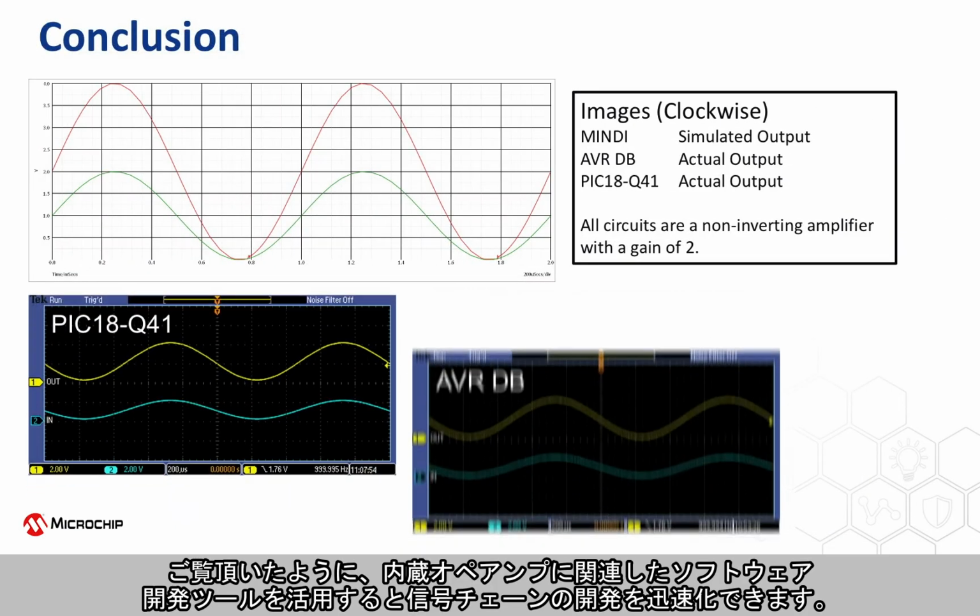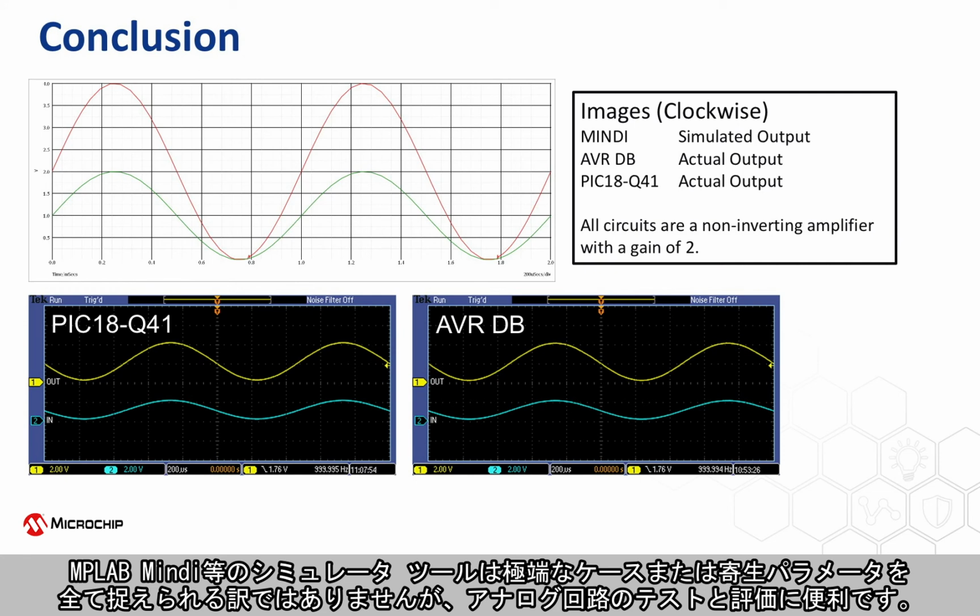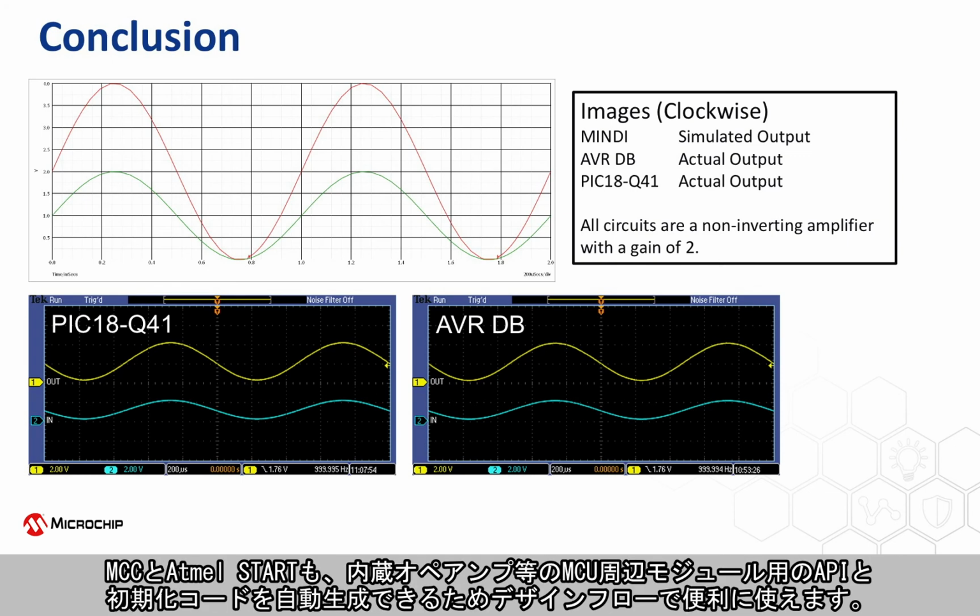As shown in this video, the software development tools associated with the integrated op-amps accelerate signal chain development. While simulation tools such as MPLAB Mindi cannot capture every edge case or parasitic parameter, they are an invaluable tool for testing and evaluating analog circuits. MPLAB Code Configurator and Atmel Start also fit into this design flow by automatically creating the APIs and initialization code for the microcontroller peripherals, including the integrated op-amps.